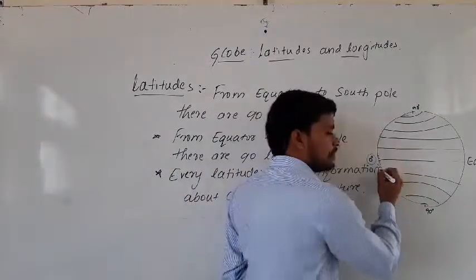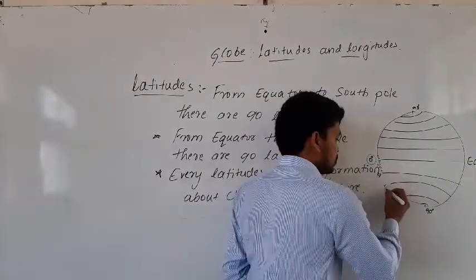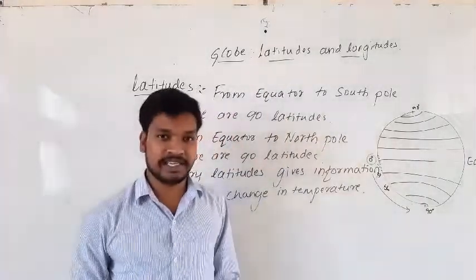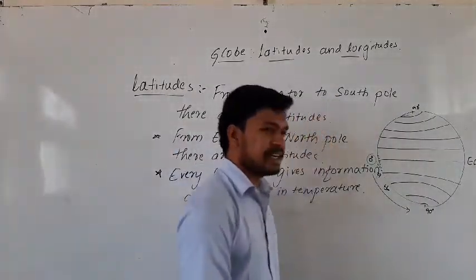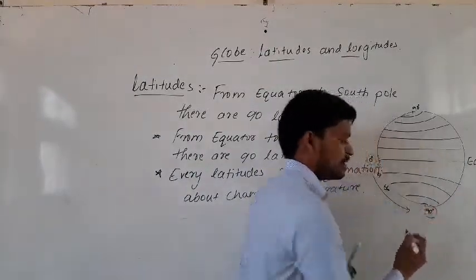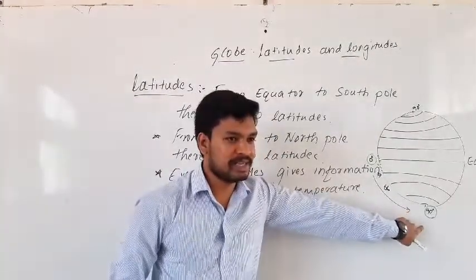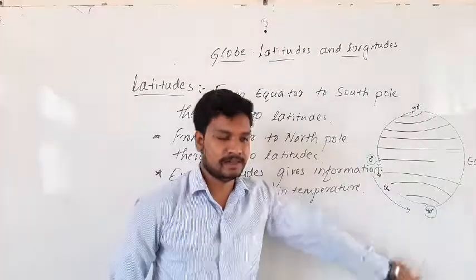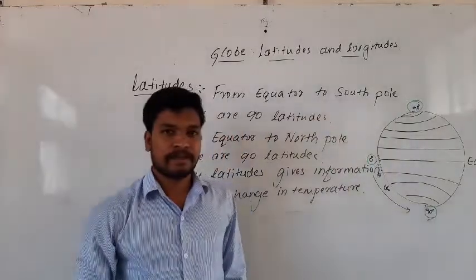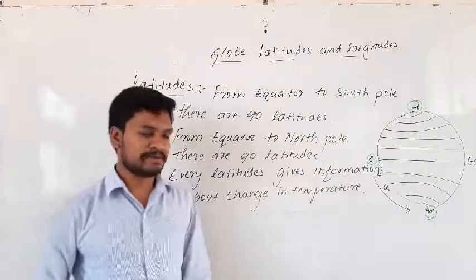So as the number of latitude increases, as the number goes 1, 2, 3, 4 and 23rd and 66 and 90, temperature decreases. It's very low temperature at the highest number of latitude, and the highest value of latitude is 90, at both the southern pole and northern pole. Very low temperature prevails over here. Very high temperature at the very low value of latitude, meaning 0 degree. Value means number.